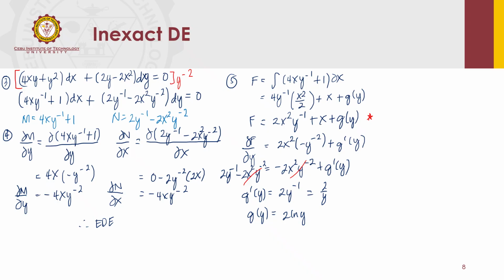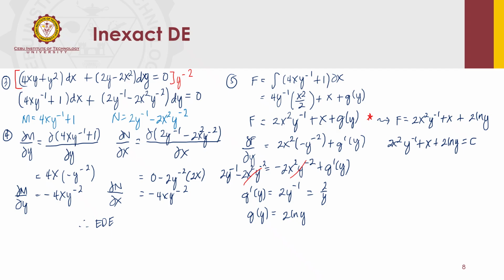All right, so we are going to go back to this equation here. We are going to equate that later to see the final answer. So copying it and replacing g of y with 2 ln of y, and equating this to c: 2x squared y to the negative 1 plus x plus 2 ln of y equals c.